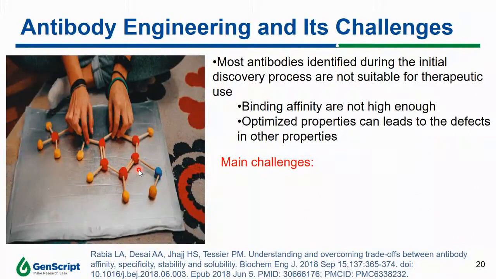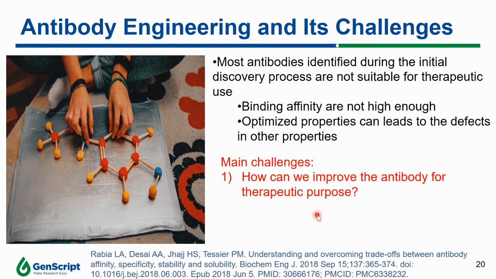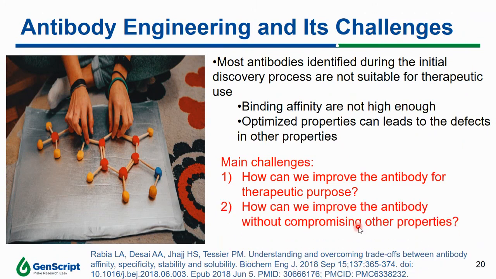However, most of the antibodies identified during the initial discovery process are not suitable for therapeutic use for several reasons, such as the binding affinities not being high enough, or optimizing one property can lead to defects in other properties. So the main challenge for researchers is, how can we improve the antibody for therapeutic purposes without compromising other properties?